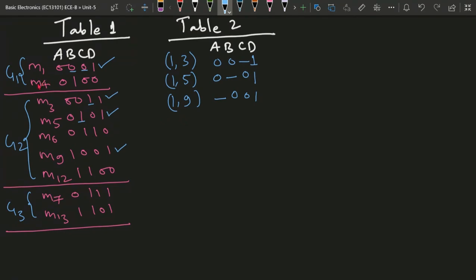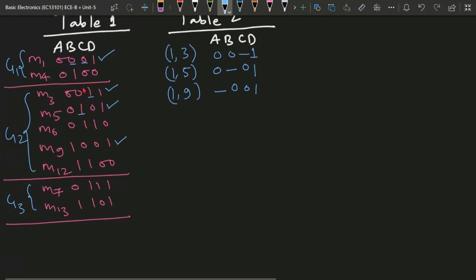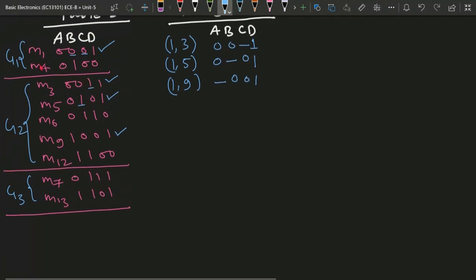Next, we will be checking M4 with all other terms of group 2. So M4 will be checked with M3. Here this is the same, this is different, this is different, this is different. More than one bit is different, so pairing will not be there. Then M4 will be compared with M5. It is 0 and 0, same, this is same, this is same, and the last bit is changing. So only one bit is changing, so pairing will take place.